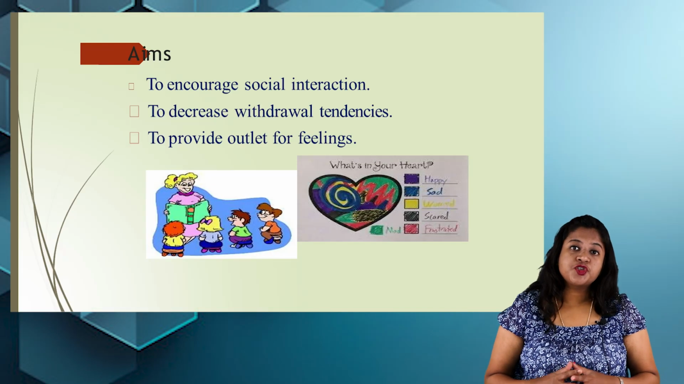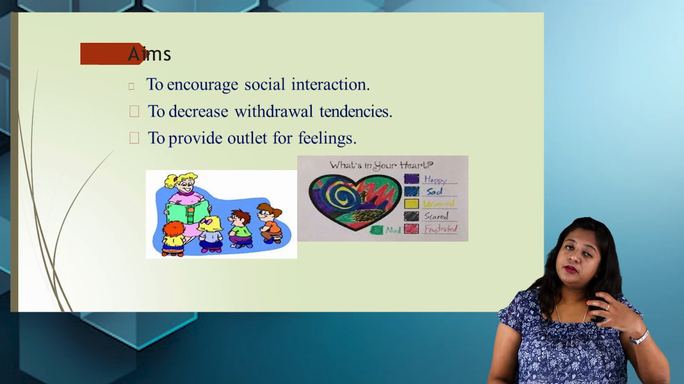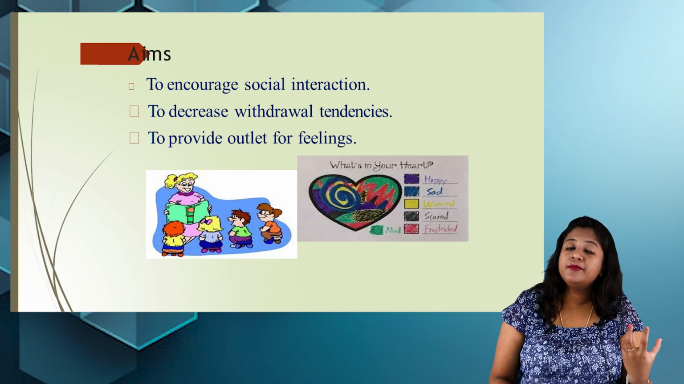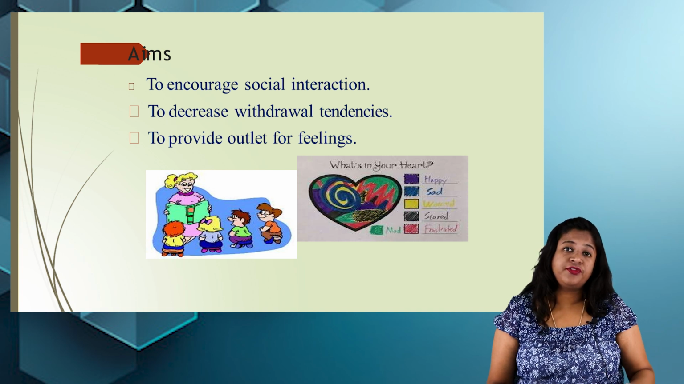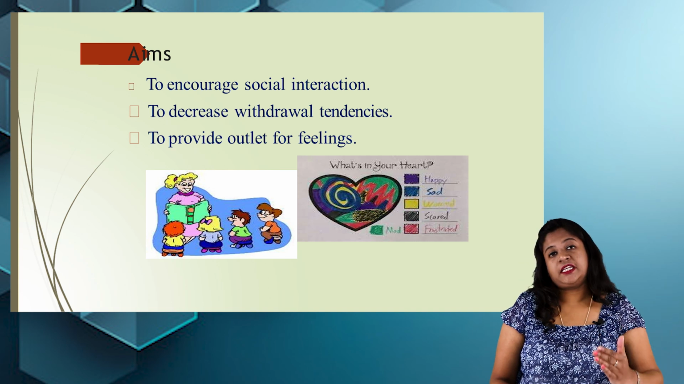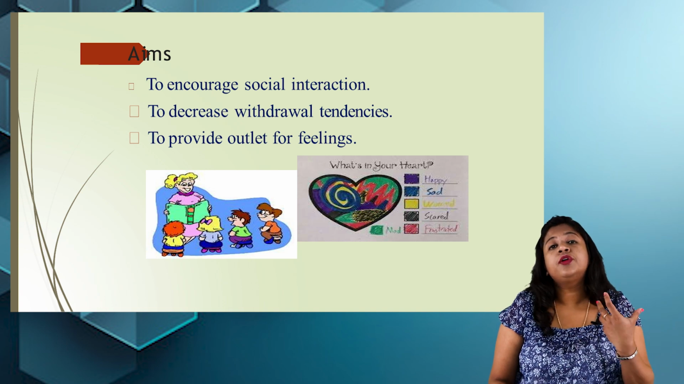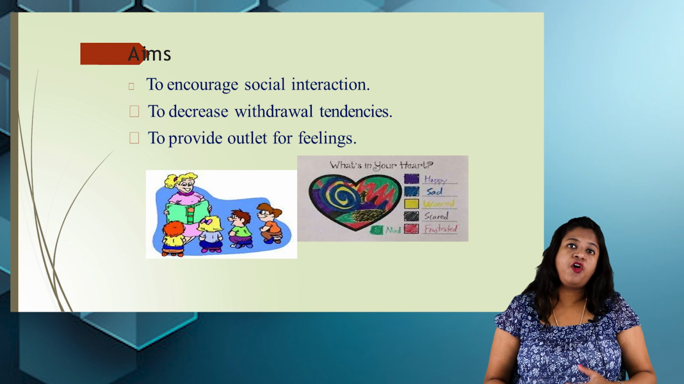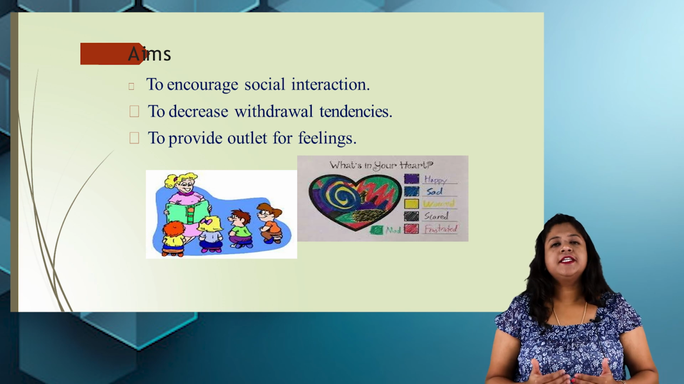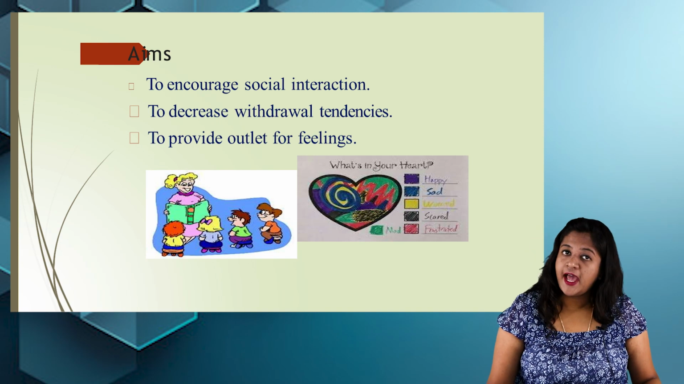The third aim is to provide an outlet for feelings. As I told you, the client may not be able to express his feelings. He may not be able to share all his thoughts, feelings or emotions. So in those conditions, when you give an activity therapy or recreation therapy, it gives him a chance for an outlet of his feelings, to express his feelings and emotions. That is another important purpose of recreational activity.